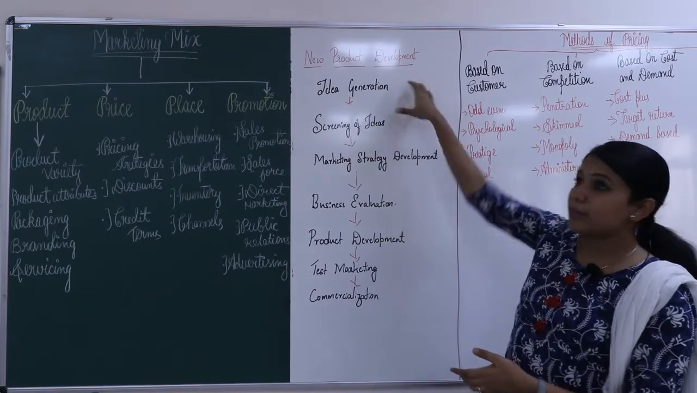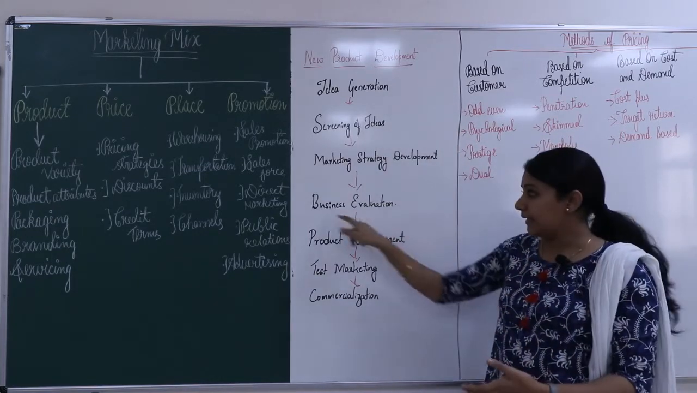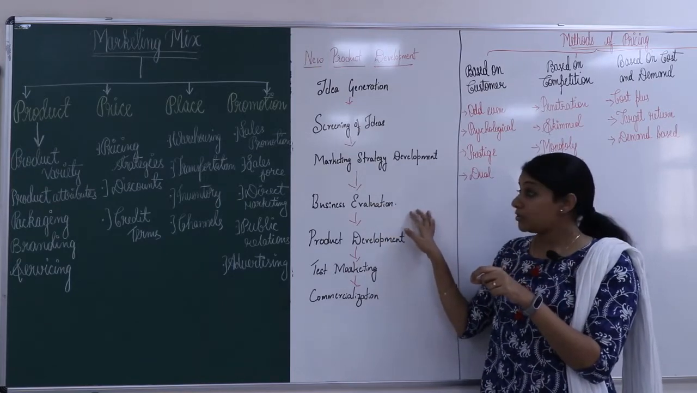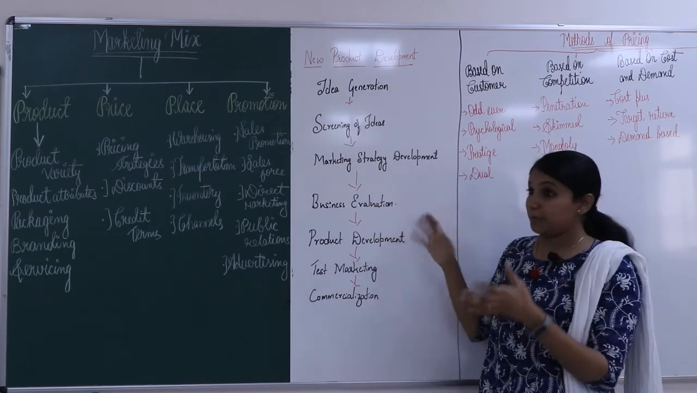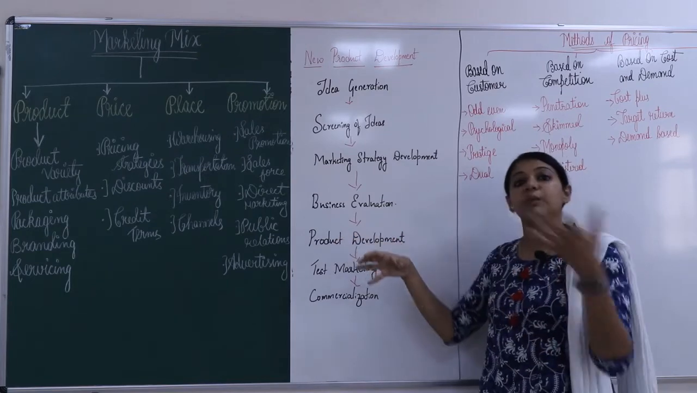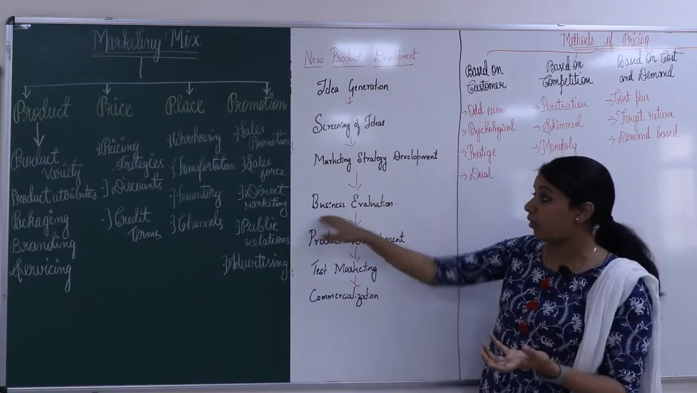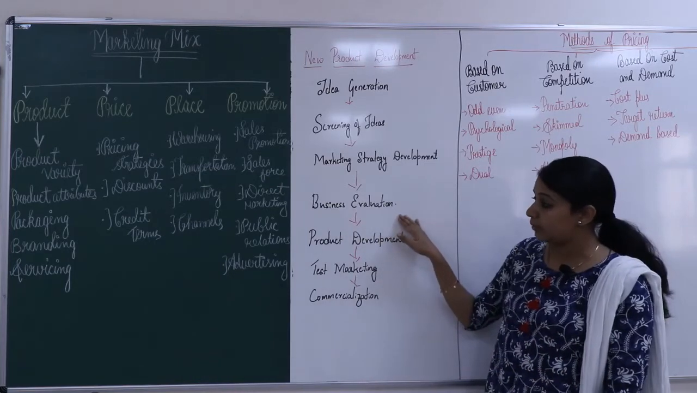See, till now, whatever we're talking about is a very abstract idea. In business evaluation, this is where we come to the reality of it, right? We talk about the money aspect of it. If I make this product, what is my cost? What will be my profit? In how much time will I be able to make the profit? How much can I sell? All that comes under your business evaluation.